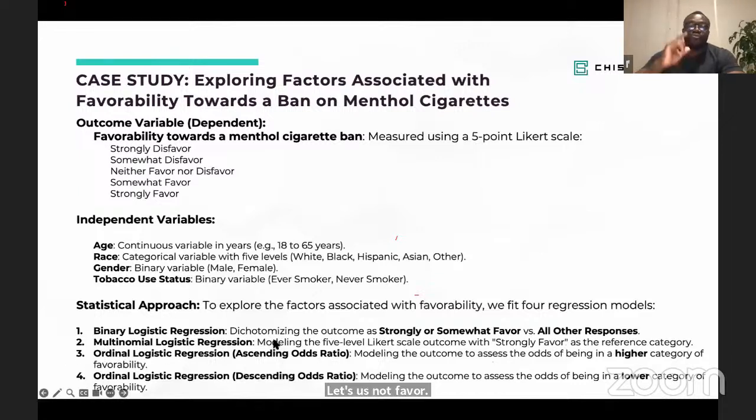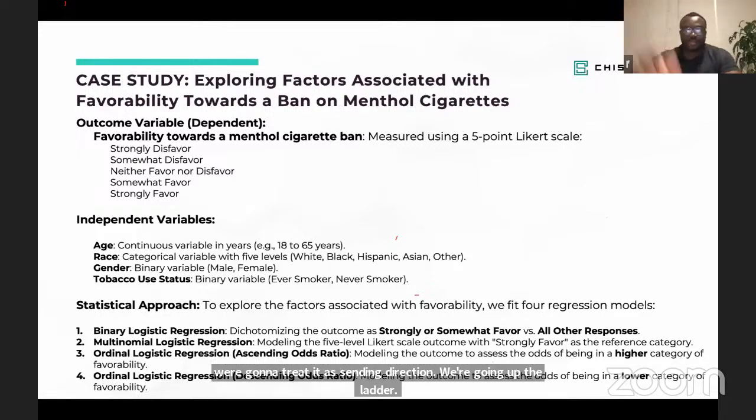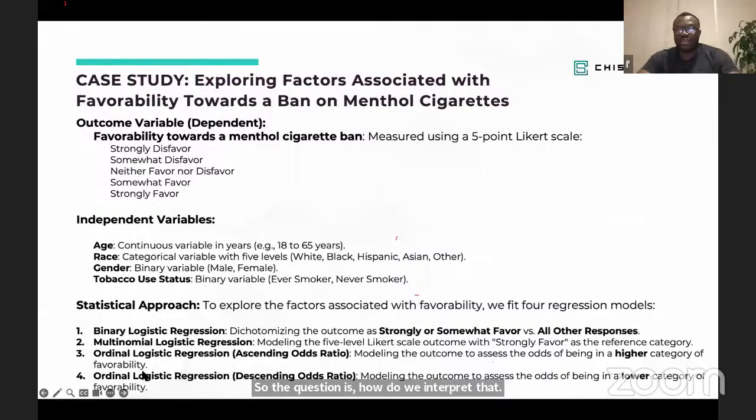All right, I hope that's clear. Multinomial logistic regression, again, is where we're looking at this variable as nominal, not ordinal. We're going to pick a reference group and see how that works. Next, we're going to look at an ordinal logistic regression. We're treating this variable as ordered, because we argue that there's an inherent ordering of the variable, and we're going to treat it in an ascending direction. We're going up the ladder. So the question is, how do we interpret that? And lastly, we're going to look at an ordinal logistic regression and treat it as descending odds ratios. And again, how do we interpret that? So that's the whole point.